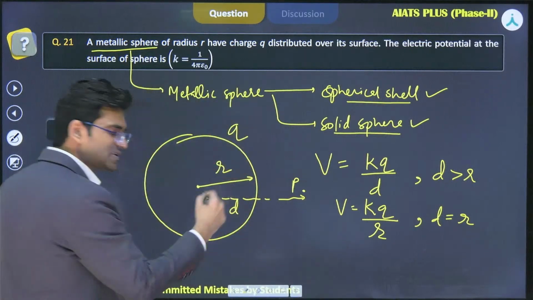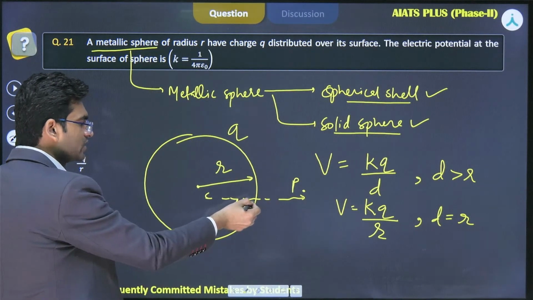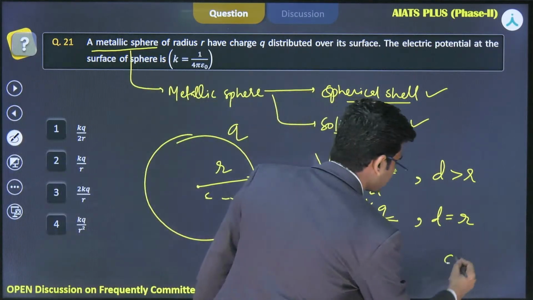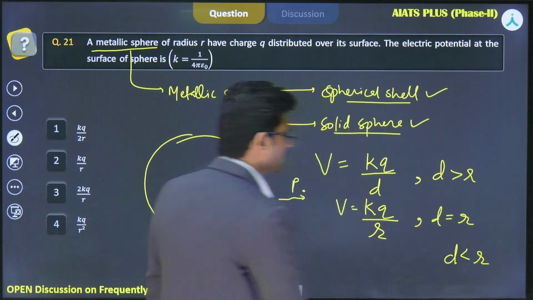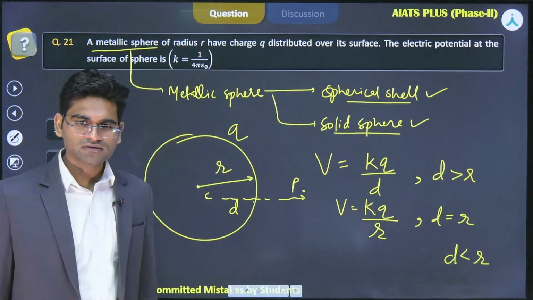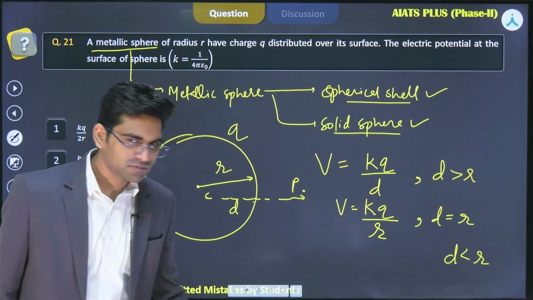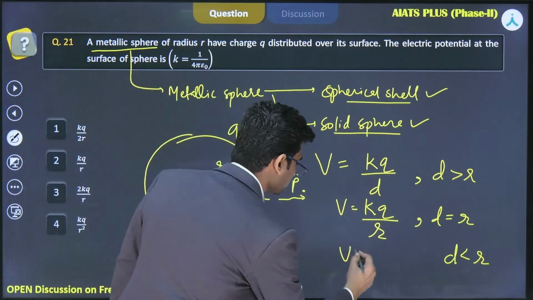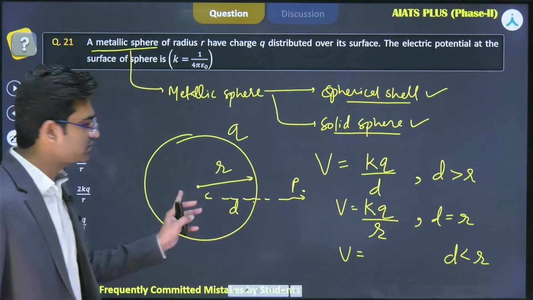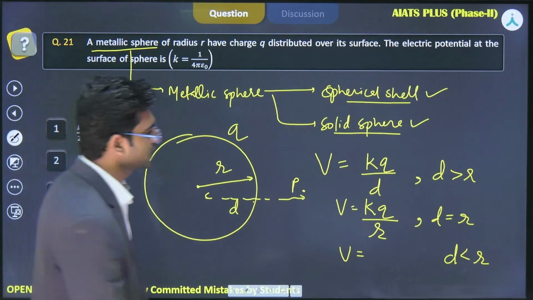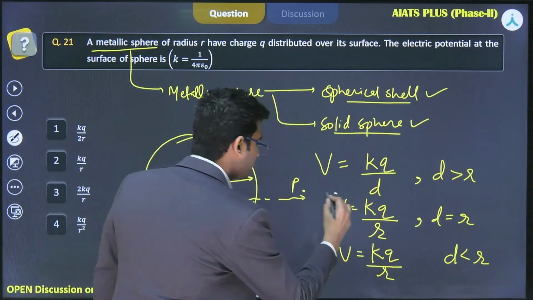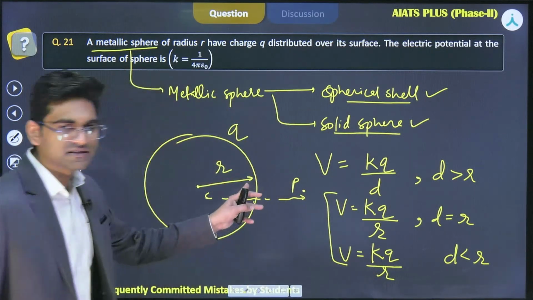What happens when we take this point inside the sphere? So if d is less than r, can we write kq by d, or does the formula change here? Someone give me the answer. What should be the potential inside the sphere? That would be equal to kq by r. It becomes the same as the potential at the surface.